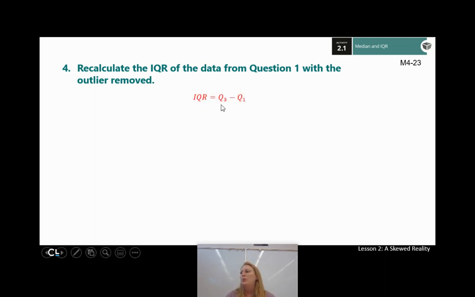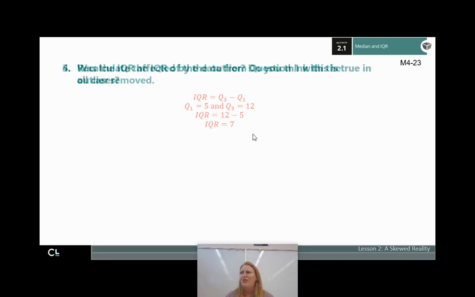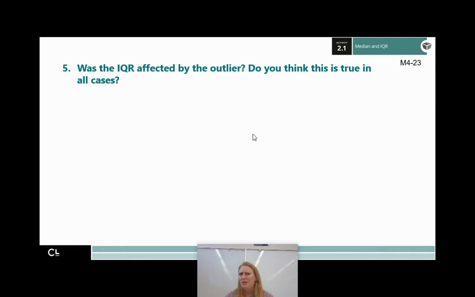So remember, interquartile range is the third quartile minus the first quartile. The first quartile didn't change, and actually our third quartile didn't either. It was still 12 and 5, so my interquartile range is still 7. So was our interquartile range affected by the outlier? And do you think that's always going to be true? Go ahead and hit pause, jot it down, hit play to keep going.